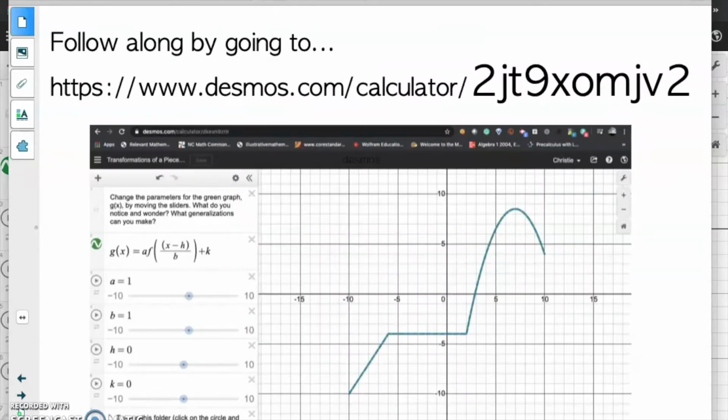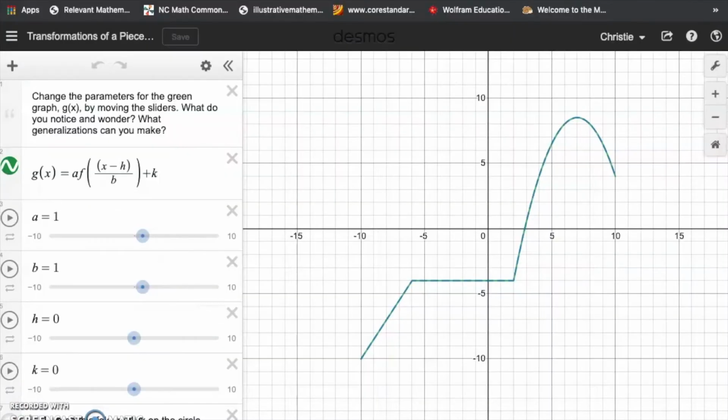To follow along in this exploration, open a web browser to the following web address. It should take you to a page that looks like this. What we will do is move these sliders to explore the different types of transformations. Keep in mind, I want you to think about the following questions. What do you notice and what do you wonder? What kind of generalizations can you make?